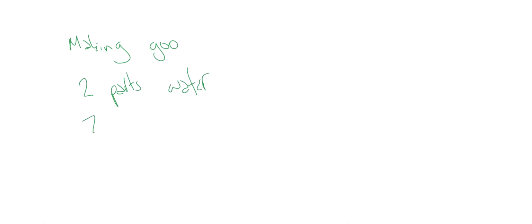Okay, so let's say that I'm making goo. All right, if I'm making goo, I'm going to use 2 parts water. Goo, I'm going to make goo. And I'm using 7 parts. Oh, that's not going to work at all. I should have done it backwards.